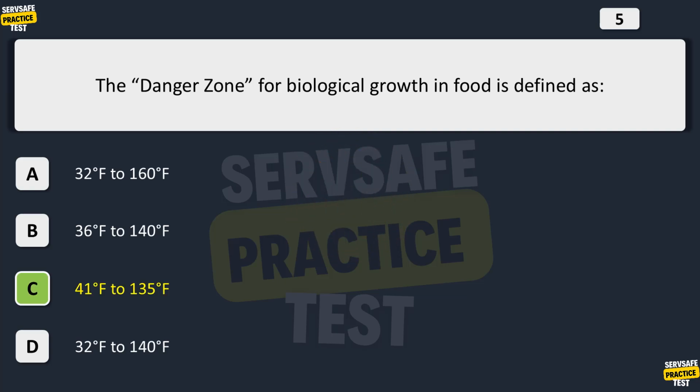The correct answer is C. 41 degrees Fahrenheit to 135 degrees Fahrenheit. The danger zone for biological food contamination is defined as the temperature range of 41 degrees Fahrenheit to 135 degrees Fahrenheit. Within this temperature zone, harmful bacteria, viruses, and pathogens can grow within a food and reproduce. For this reason, it is important to limit the amount of time you keep a food in this range to a minimum.